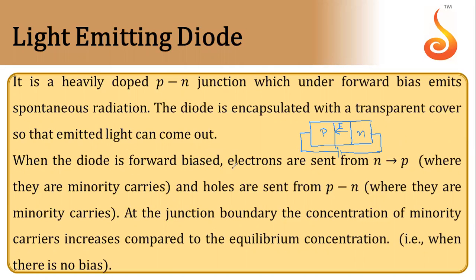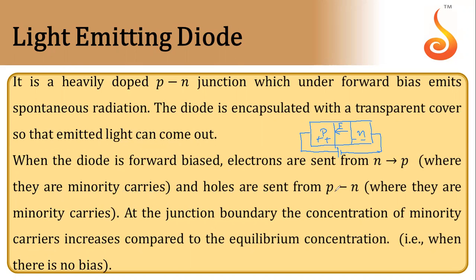So when the diode is forward biased, electrons are sent from N to P. From here, electrons will move from N to P. This current will be mainly due to majority charge carriers. So the electrons will move from N to P, and we know in P the majority are holes. Here the majority are electrons, so electrons will move from the majority area to the minority area. So in P type, the electrons are in minority.